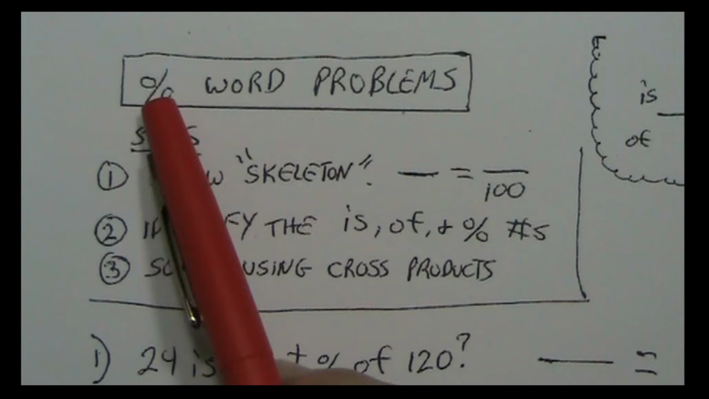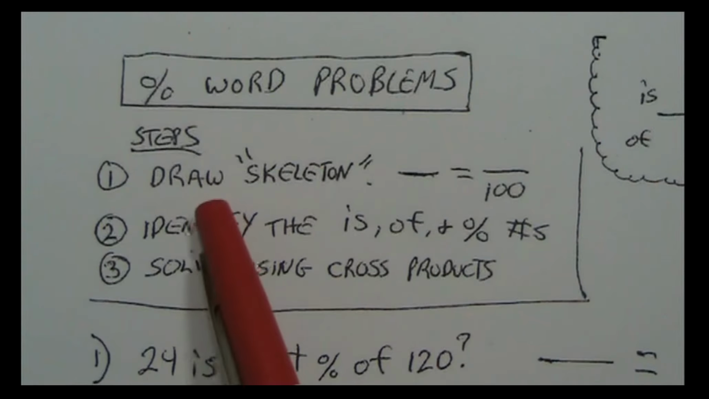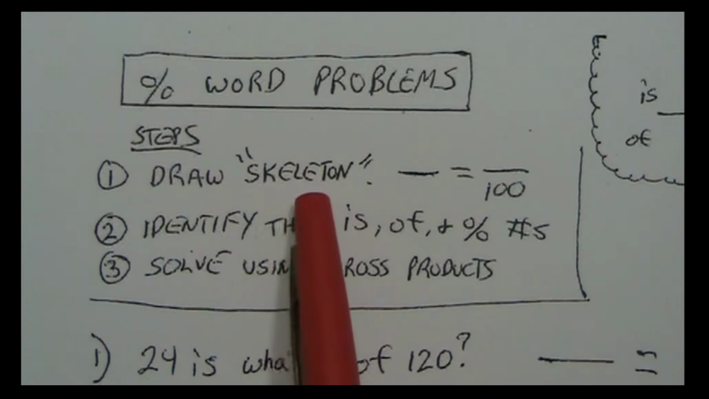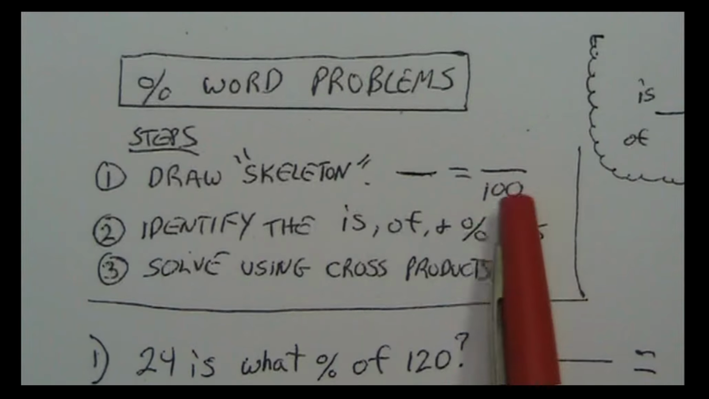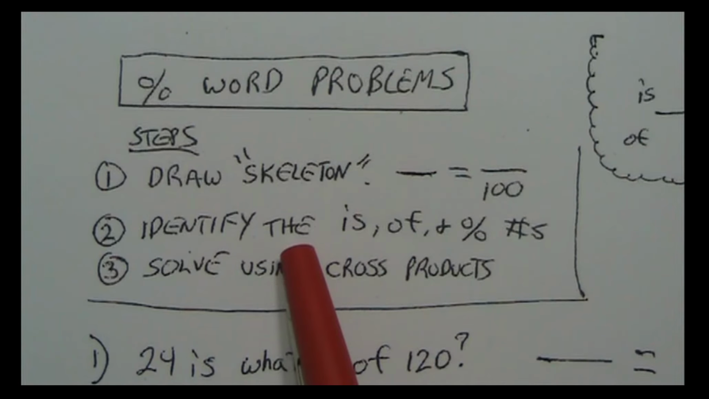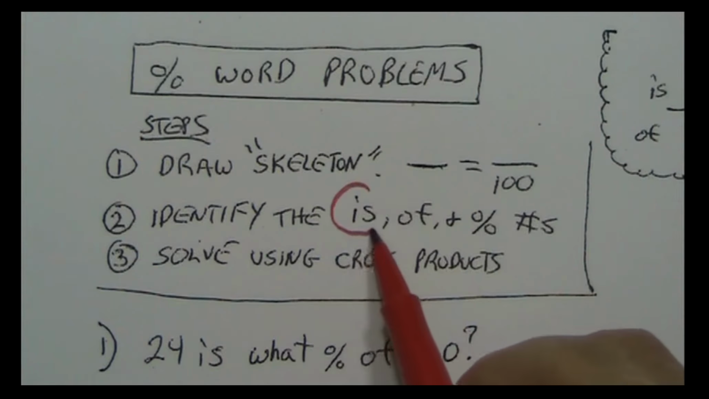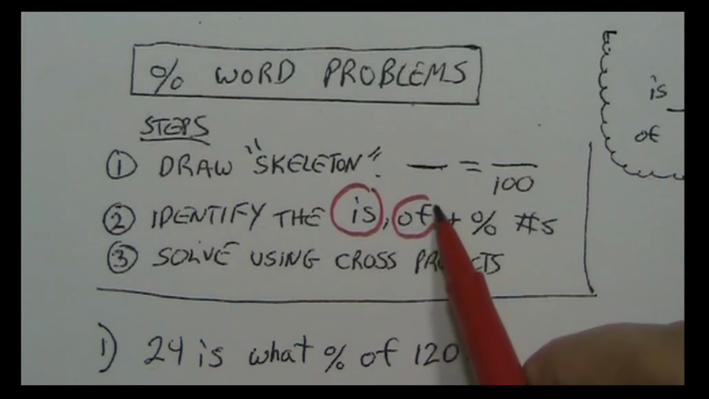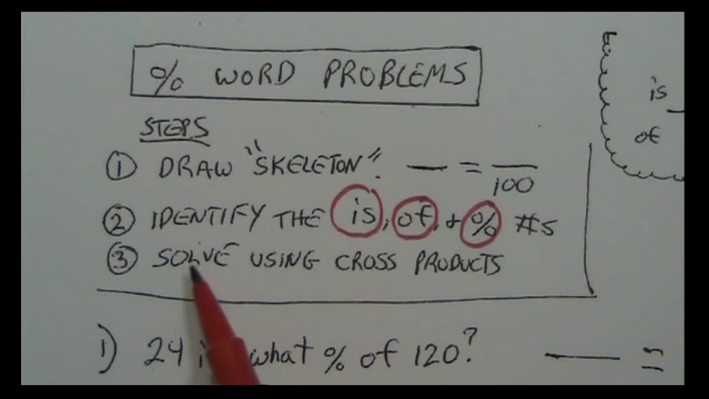All right, these notes are on percent word problems. Our steps are to draw a skeleton. I call it a skeleton, this frame of a bar equals bar 100. And then we'll identify the numbers. These are three different numbers: there's an is, there's an of, and there's a percent number. That's what we'll be identifying. And then we're going to solve using cross products.